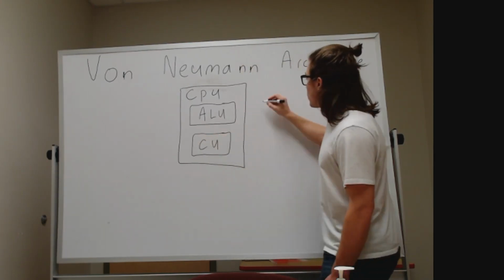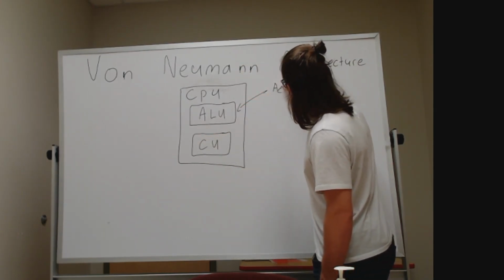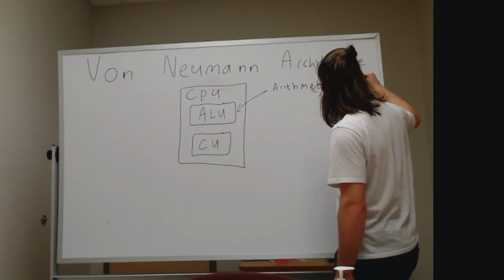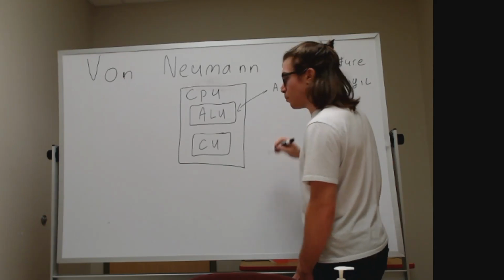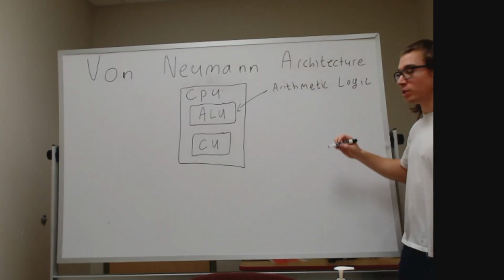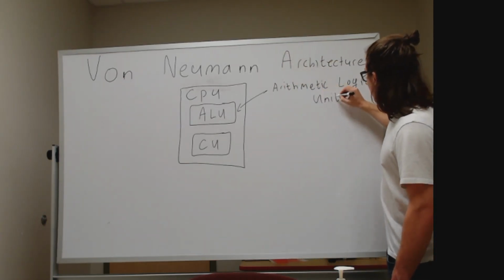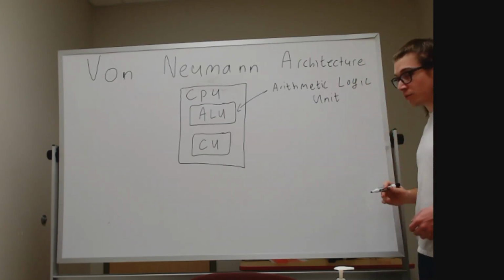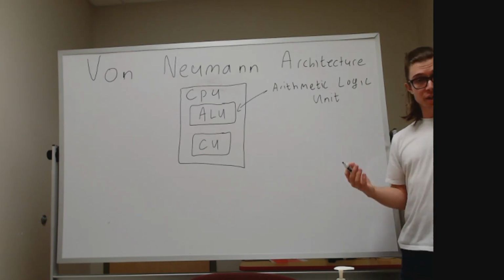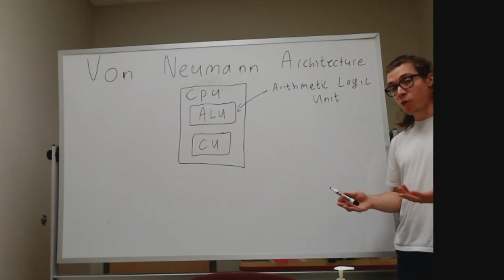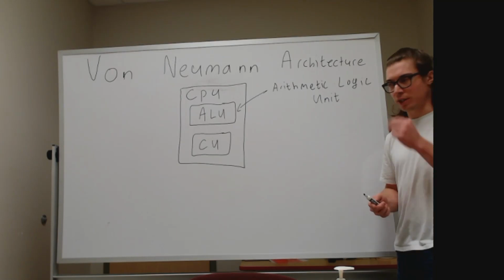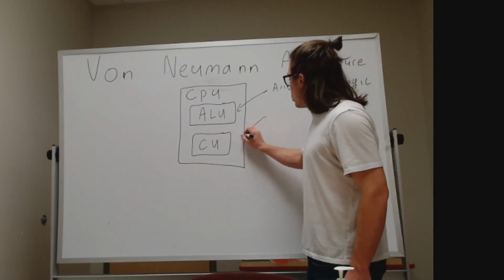So the arithmetic logic unit does a couple of things for us. It handles math, such as addition, subtraction, multiplication and division. It also handles our logical operators, such as ANDing two values together, ORing two values together, or negating a value. Now, you may not know what those mean, but we'll talk about it shortly. Second is our control unit.